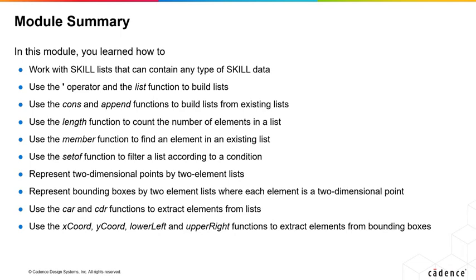So in summary, what we covered in this module was to look at the fact that skill lists can contain any type of skill data and that nil is the empty list. We also discussed using the single quote operator and the list function to create lists. Single quote does not evaluate, list evaluates. Next, we looked at using the cons and append functions to build lists. Then we looked at using the length function to count the number of elements. Then we looked at how the member function can look through a list to locate an element. Then we looked at setOf, which filters a list according to a condition you provide.